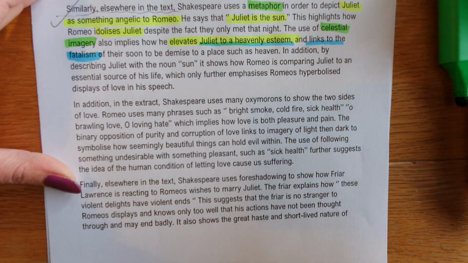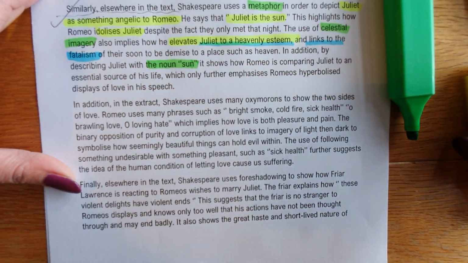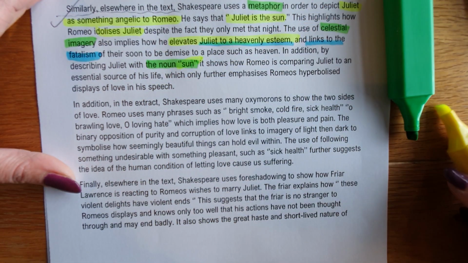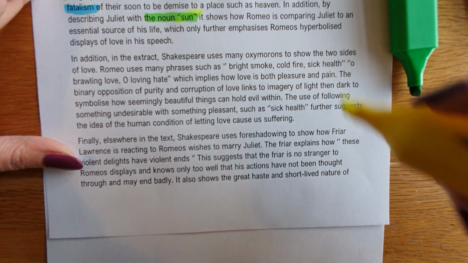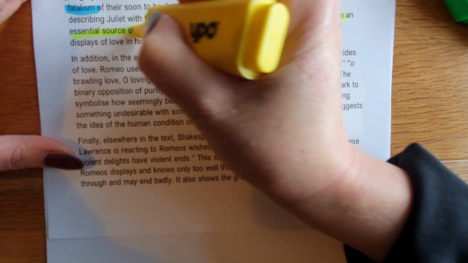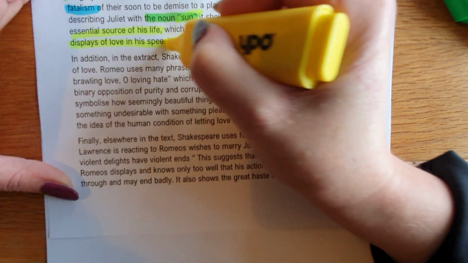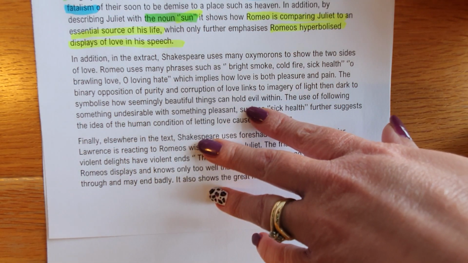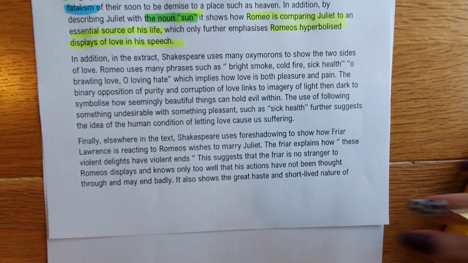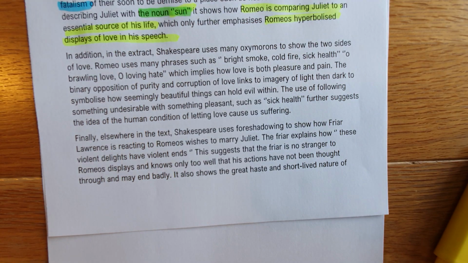In addition, by describing Juliet with the noun sun, again, good devices, good micro quotation, judicious quotation. It shows how Romeo is comparing Juliet to an essential source of his life, which only further emphasises Romeo's hyperbolized displays of love in this speech. Okay, this is getting really, really strong now. I would say that we're moving from convincingly 7 towards an 8 as we start to include more and more of that gold. Okay, let's see if it continues with the same strength.